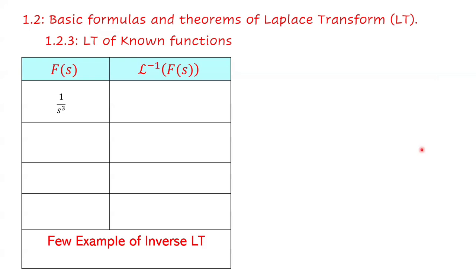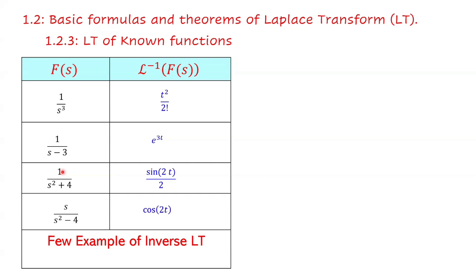Now, 1 over s to the power 3. If you see the previous slide, s to the power 3 means it is related to t square. So it will be t square over 2 factorial, divided by 2 factorial. And then 1 over s minus 3 will be e to the power 3t. For 1 over s square plus 4, s square plus 4 is related to sine, but for 4 we need 2 here. So we multiply and divide by 2, and it will be sine 2t over 2. And s over s square minus 4 will be cosine 2t.